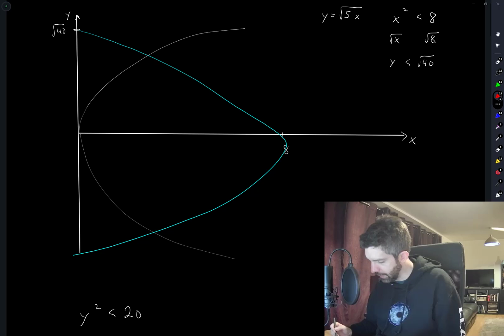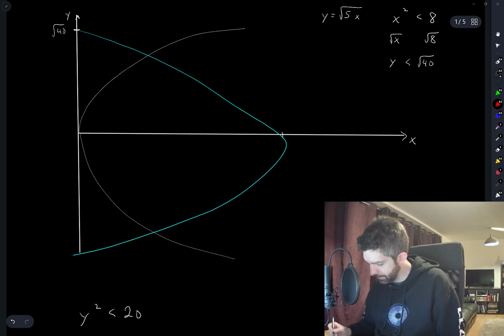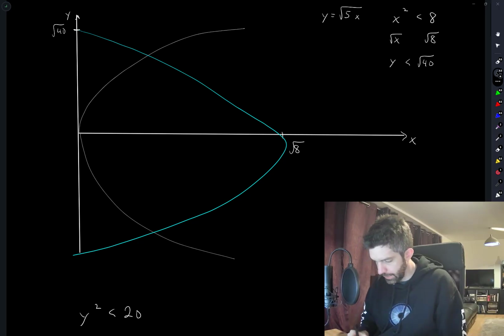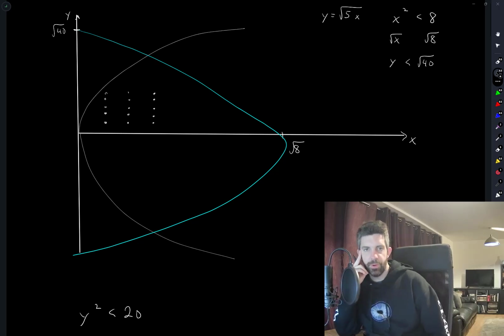This is certainly not to scale, the horizontal and vertical scales are pretty different here. Oh, this should be root 8, not 8. Doesn't really matter. We're looking at all of the grid points in here. So we're choosing 3 of these at random, and asking what is the probability that the area is a positive integer.